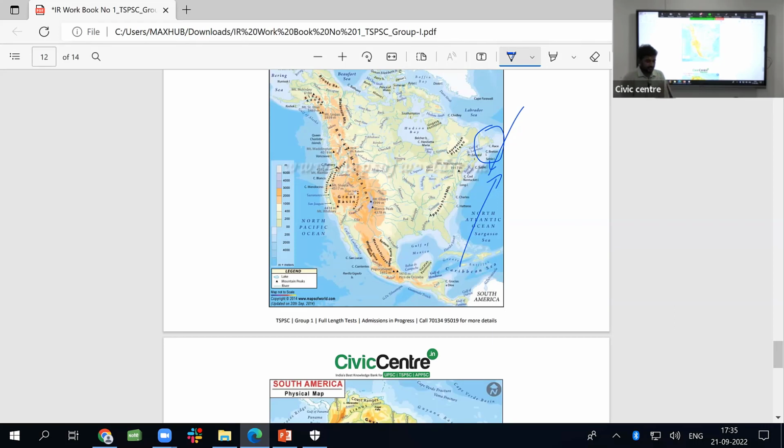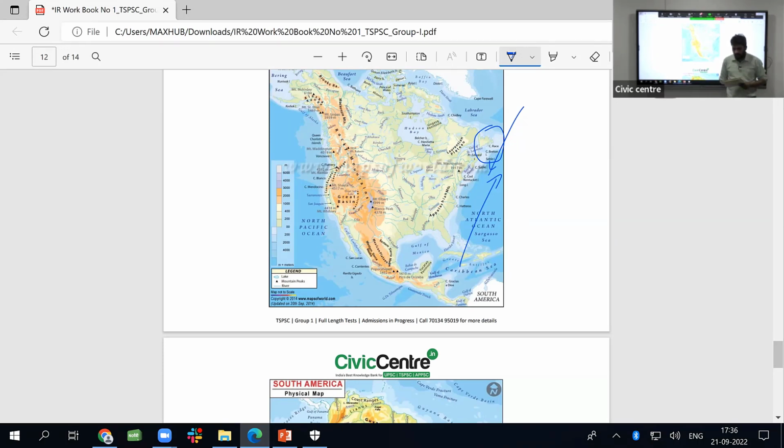Here can you see the Bering Strait, looking from Alaska? Aleutian Islands, on the western side of your Alaska. Rocky Mountains travel from north to south.